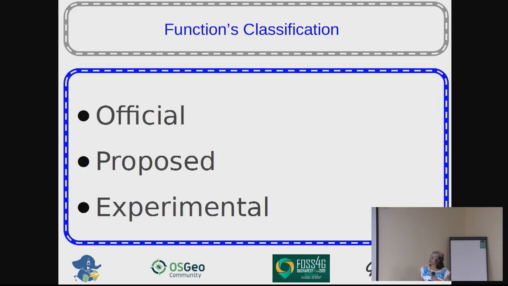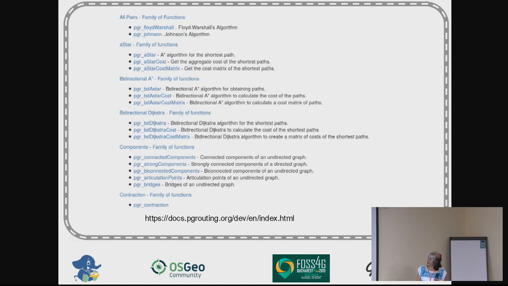We have had three classifications of functions since more or less version 2.3. We have the official functions, which are the ones that you will see in front of the documentation. The proposed functions are the ones that can become official easier, and the experimental functions are the ones that are recently created and we need the community to test with real data, with real problems.